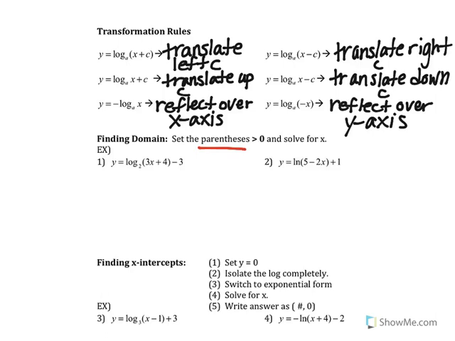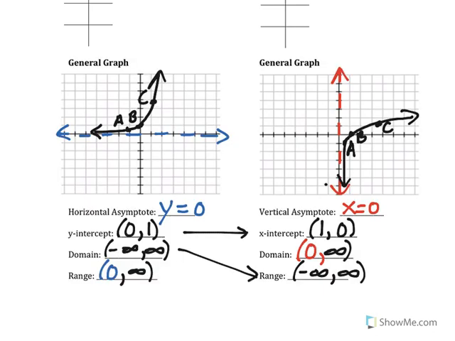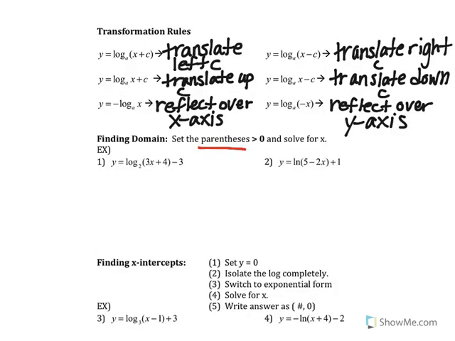and we're going to set it to be greater than 0. It's important with the domain. I'm just going to scroll back a page. If you look at this red line, our vertical asymptote, everything goes to the right of the vertical asymptote, or possibly the left if we have a reflection. So when we're doing domain, it has to be greater than 0.